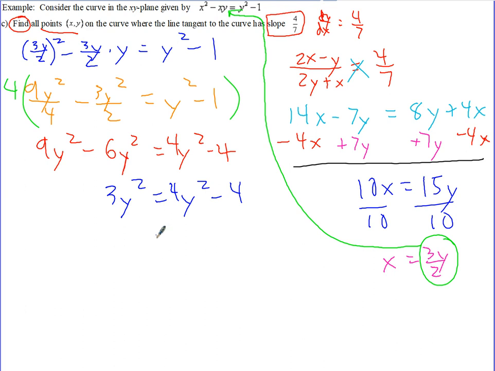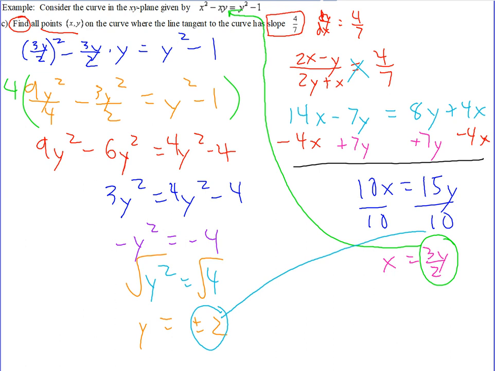Then subtract over the 4y squared, which gives you negative y squared equals negative 4. Divide both sides by negative 1, which gives you y squared equals 4. Take the square root of both sides and get y equals plus or minus 2. Since we take an even root of both sides, you need the plus or minus. So we can substitute those in one at a time for y right here.